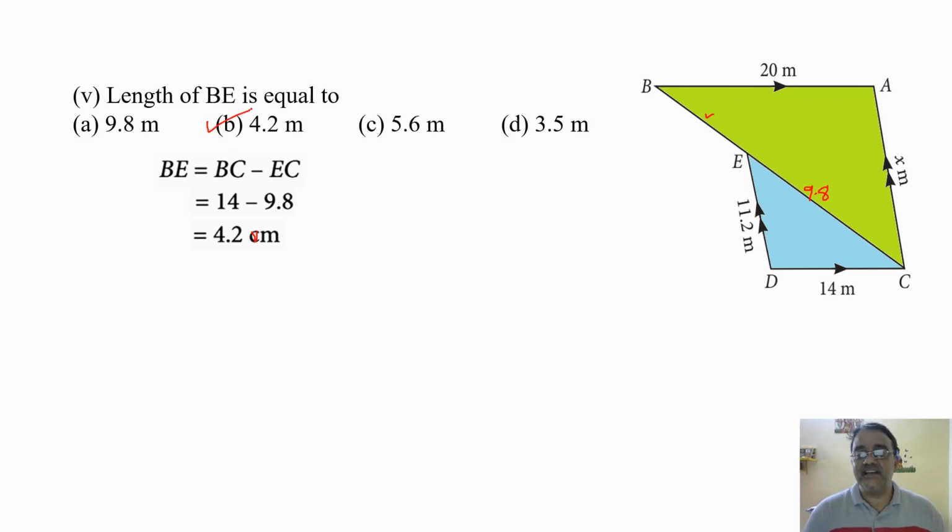So this is the last question of this triangle case study based questions. Now in the next session we'll see the coordinate geometry case study based questions.